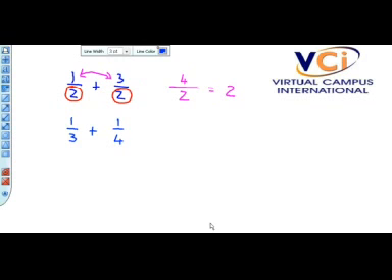But let's say for instance you are given this: 1 over 3 plus 1 over 4. Do you now see that we don't have the same number at the bottom anymore? Yes. Now what you need to do is to find a number that both 3 and 4 can divide into. So what is the smallest number that 3 and 4 can both divide into?